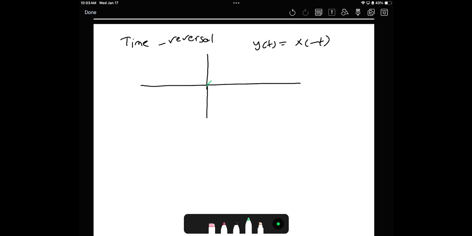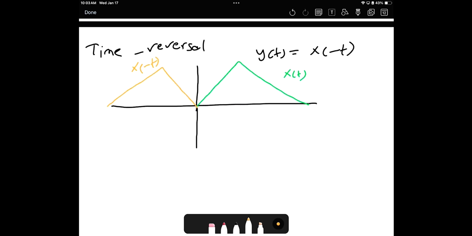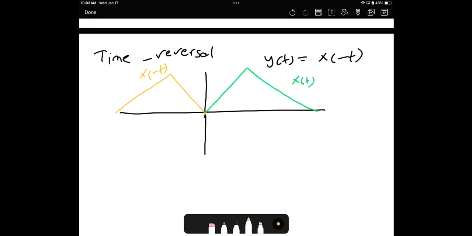So I'm going to assume the signal x of t like this. Now we need to find x of negative t, which is y of t. So how can we do it? Basically, you will reverse the time. So like make it like a mirror. So it will look like this. So this is x of negative t. So again, you need to make it like a mirror. Mirror it on the y-axis. So here for time reversal, basically, mirror on y-axis. Okay?